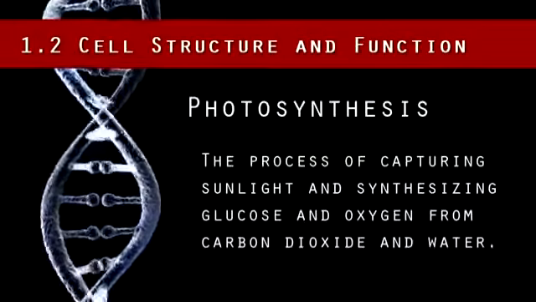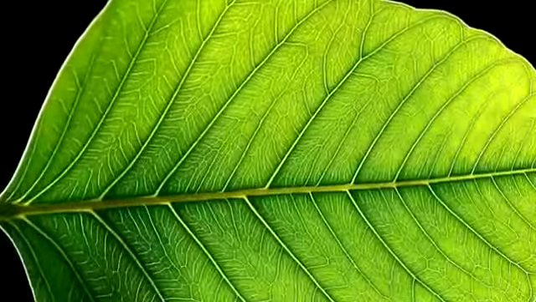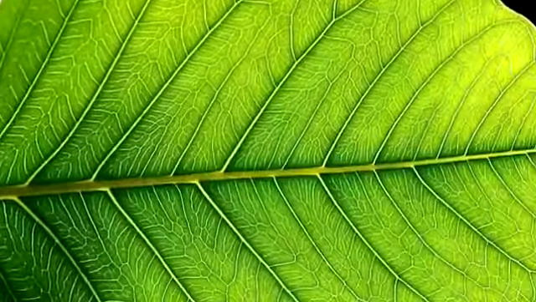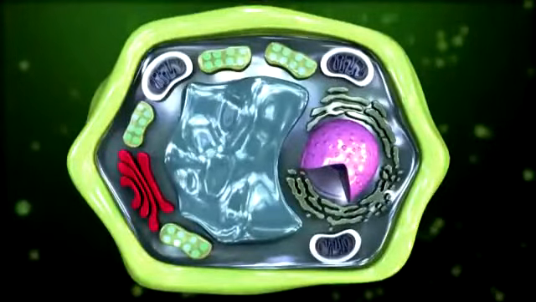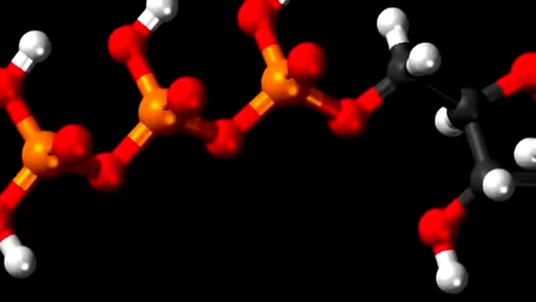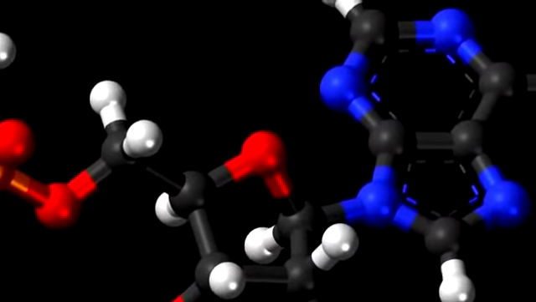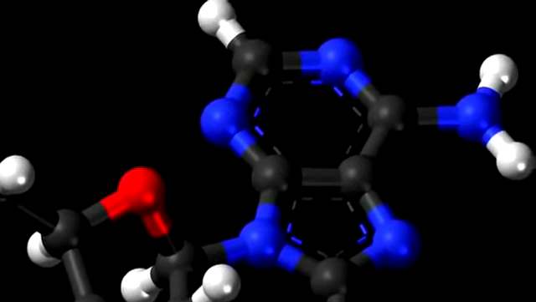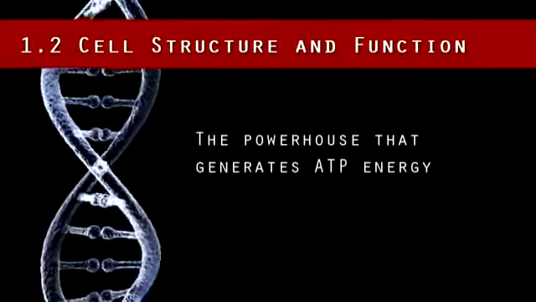Photosynthesis is one of the most important biochemical pathways since nearly all life on Earth depends on photosynthesis as a source of energy. Animals metabolize the glucose from a plant source to produce ATP, the energy currency of the cell. Recall that all organisms need energy to do cellular processes. Do you remember which organelle is the powerhouse that generates ATP energy?